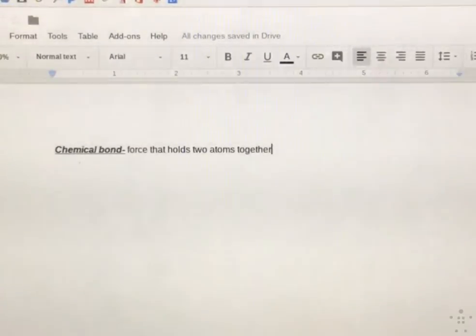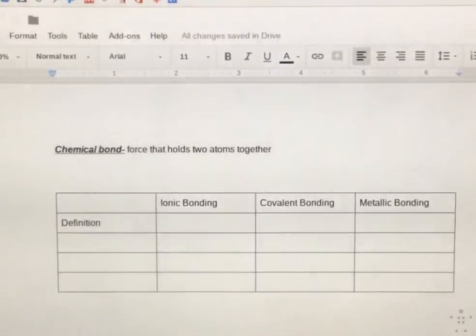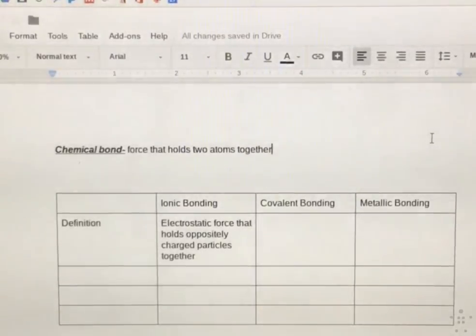A chemical bond is the force that holds two atoms together. Pretty simple. In this unit, we are going to talk about three types of chemical bonds. Those three types are ionic bonding, covalent bonding, and metallic bonding. Now, ionic bonding is the electrostatic force that holds oppositely charged particles together.